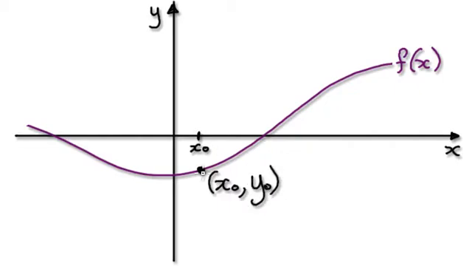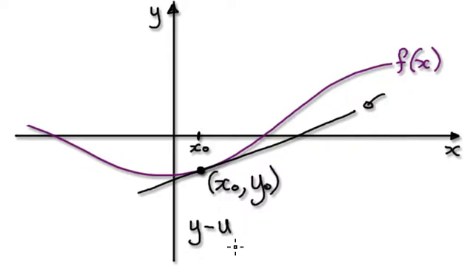So the coordinates here will be x0, y0, and the idea here is to draw a tangent line at this particular point. So come up with an equation for this tangent line. The equation for this line will be in the form of y minus y0 equals m, and then x minus x0 here.